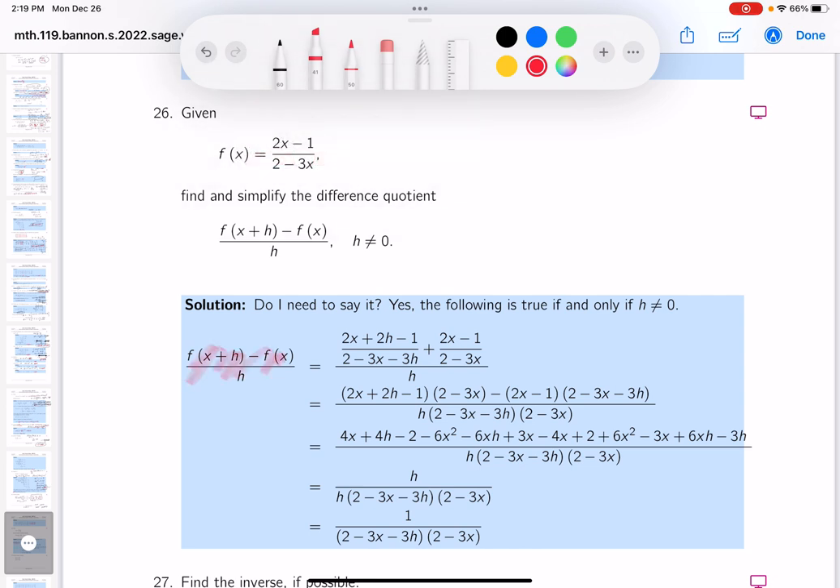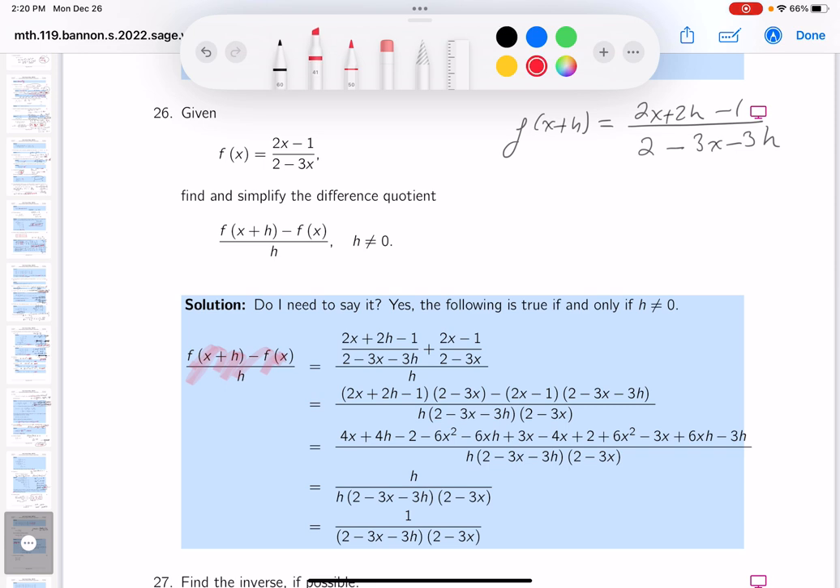And the next step is to write down the evaluation of f of x plus h. Well, if I wrote that down, f of x plus h is fairly simple to do. It's twice the argument, which is 2x plus 2h minus 1. And what goes on bottom? 2 minus 3 times the argument, so 2 minus 3x minus 3h.